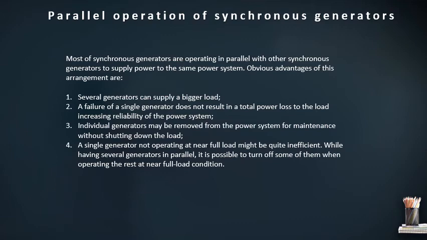Individual generators may be removed from the power system for maintenance without shutting down the load. A single generator not operating near full load might be quite inefficient. While having several generators in parallel, it is possible to turn off some of them when operating, so the rest can run at near full load condition.